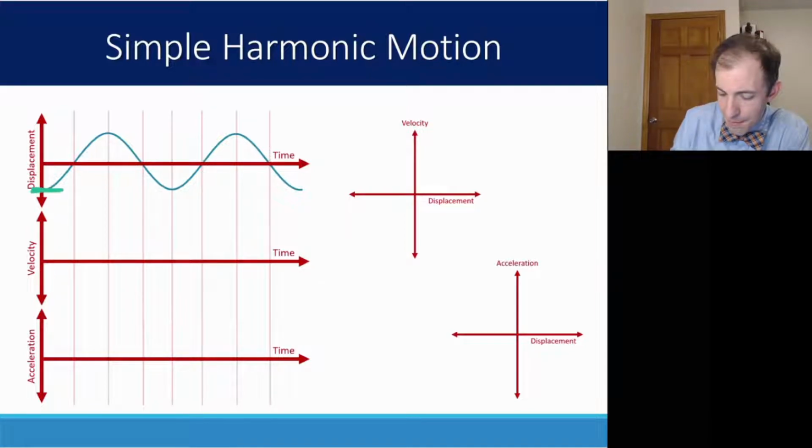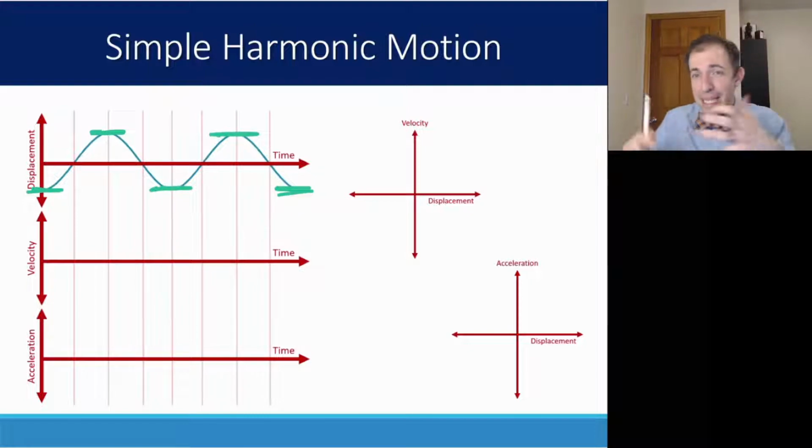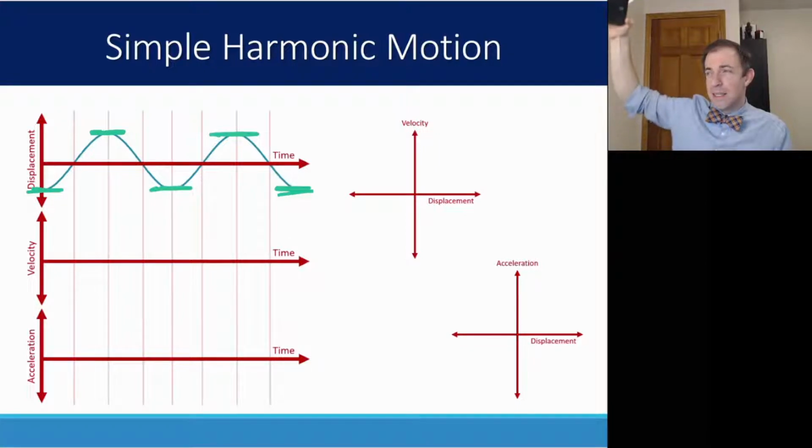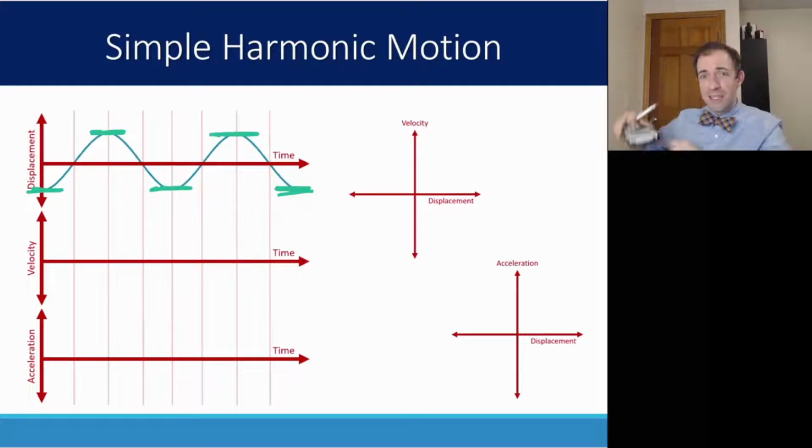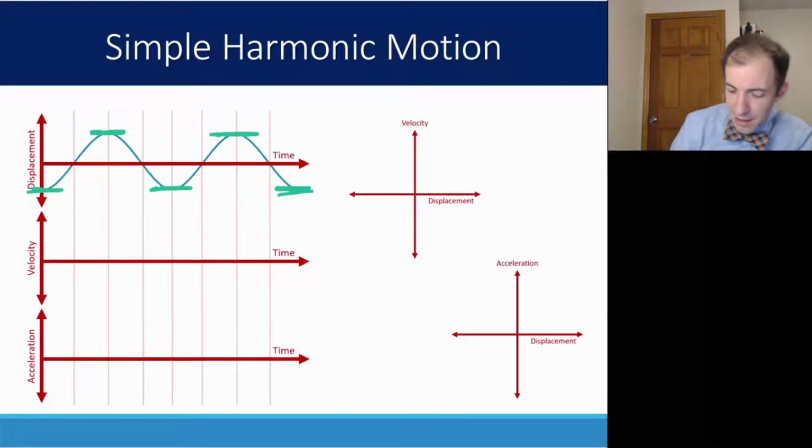Anytime the slope of this graph is 0, that means at that instant, the velocity is 0. If something's oscillating up and down, these are the points where it's changing direction. So 0, 0, 0, 0 at its highest and lowest point. So I know that the velocity at those points is going to be 0.